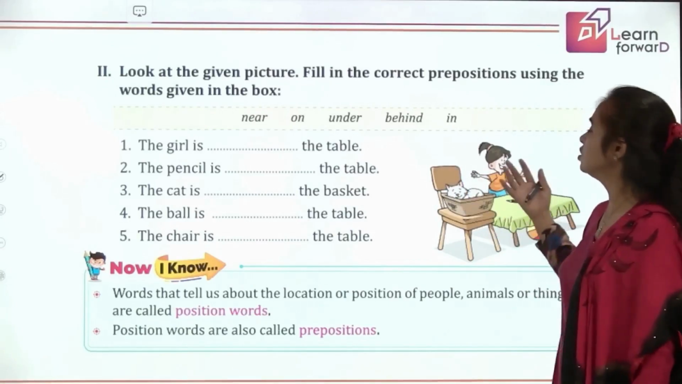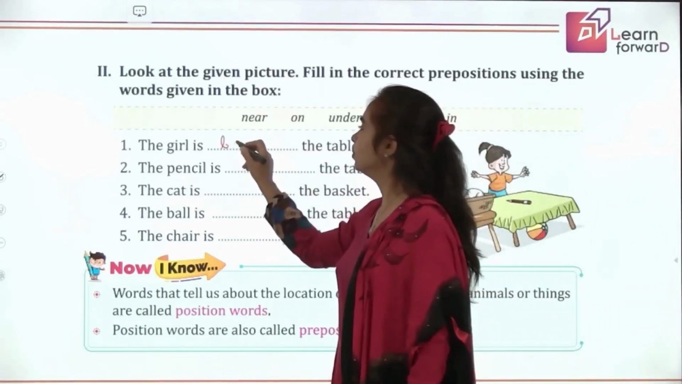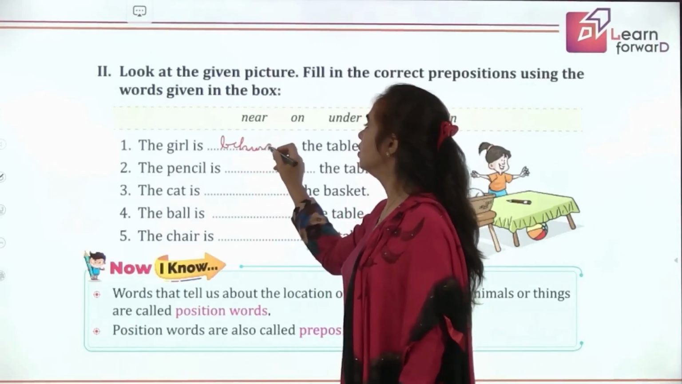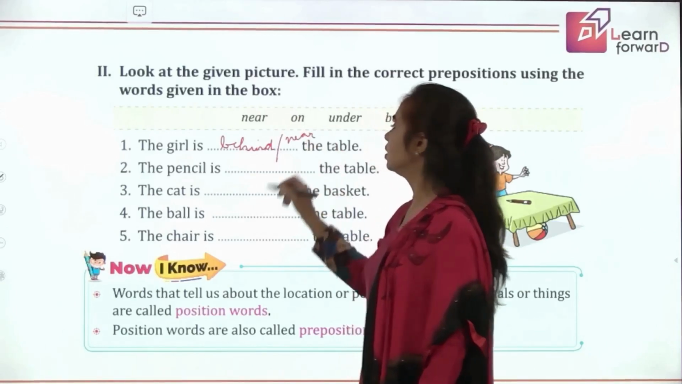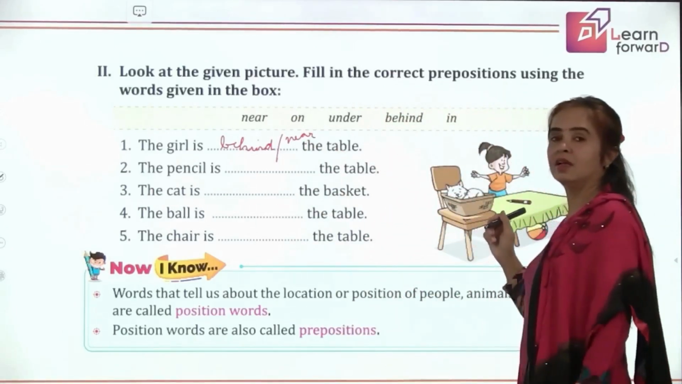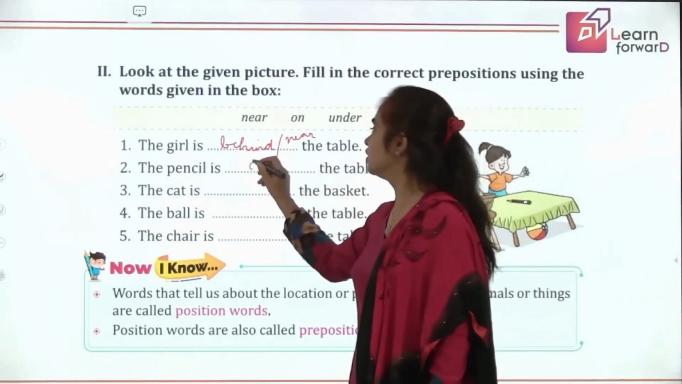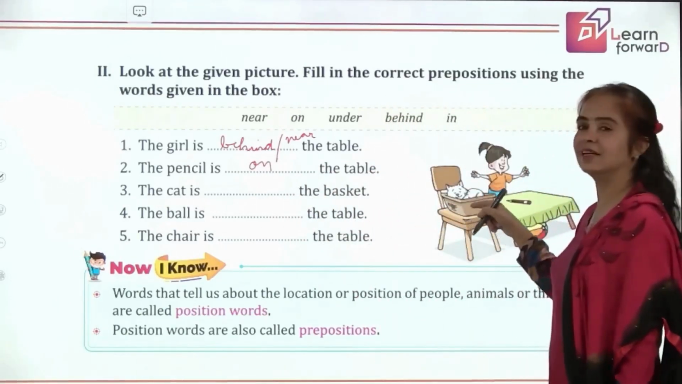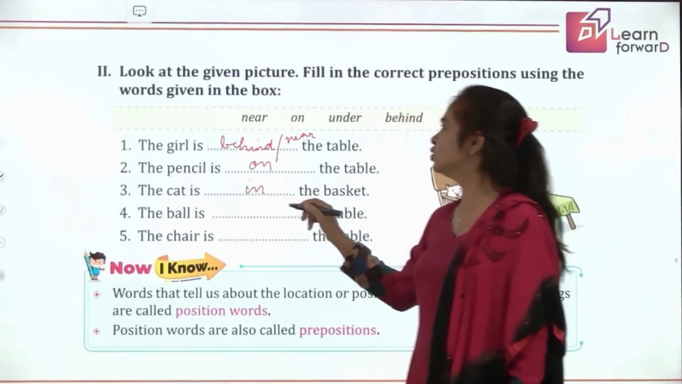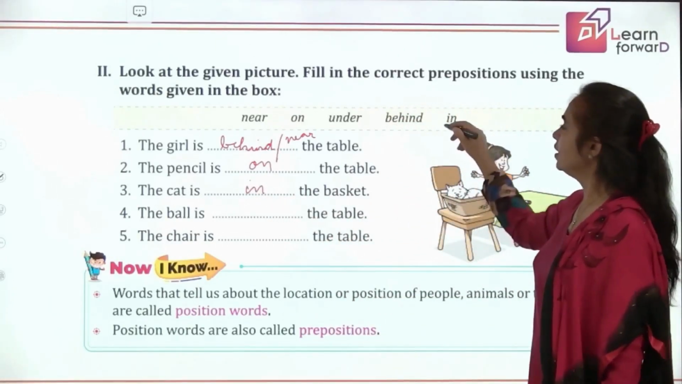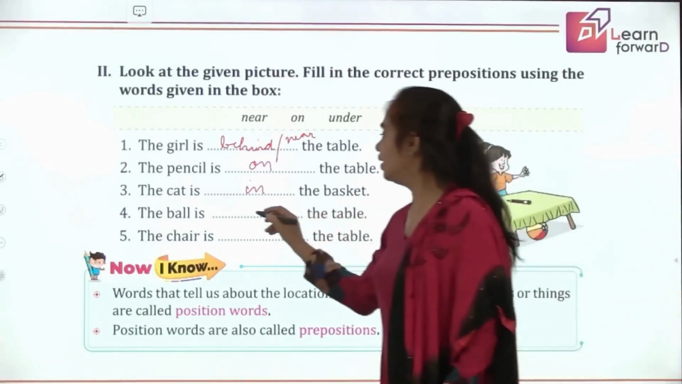You can also say she is behind the table. You can also say she is near the table. So the girl is behind the table, or you can also say near the table. The pencil is, where is it located? On the table, it is touching the surface. And where is the cat? In the basket. So the cat is enjoying her sleep in the basket. Where is ball? The ball is under the table.